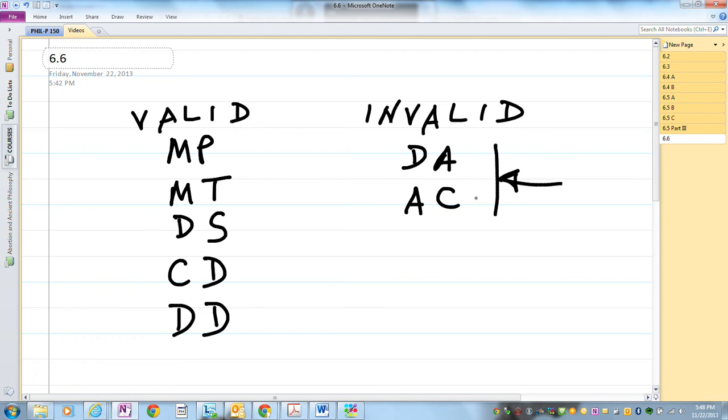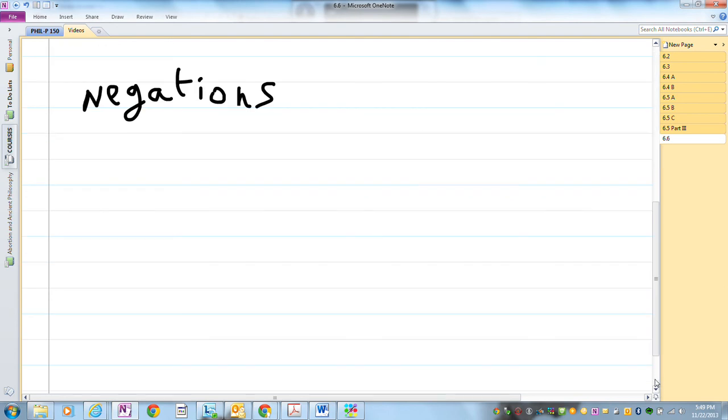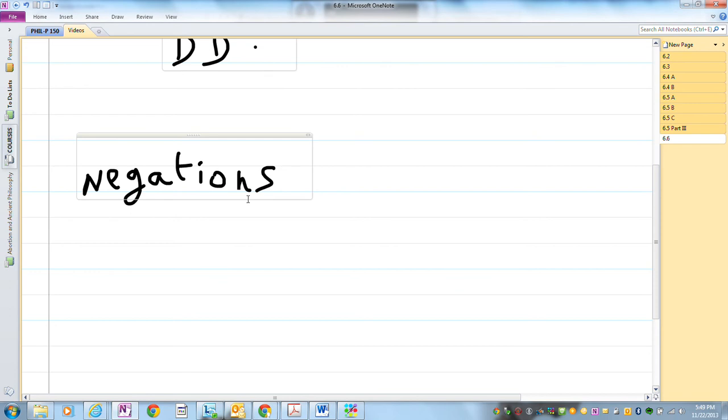And then later on, when we switch to chapter 7, these will drop out of the picture completely because they're not valid. But these are valid. So any argument that turns out to be an instance of modus ponens, modus tollens, disjunctive syllogism, or constructive dilemma or destructive dilemma is valid. These are valid forms. So let's see. I want to give you some examples.